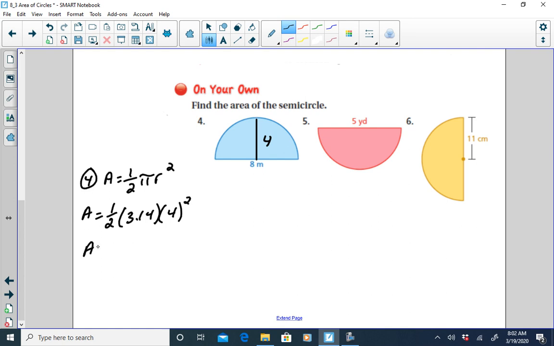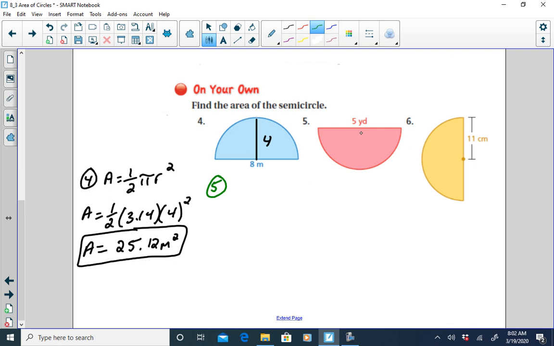So if we multiply 4 squared first, because we have to do the exponent, 4 squared is 16 times 3.14, and then we take half of that, we wind up with 25.12, and those are square meters for problem number 4. Problem number 5, I'll change colors here a bit.